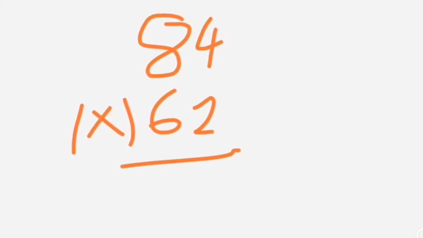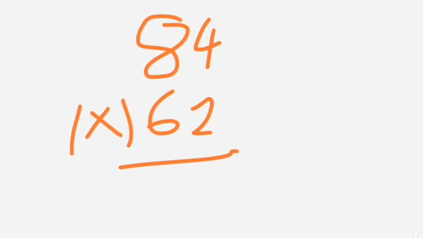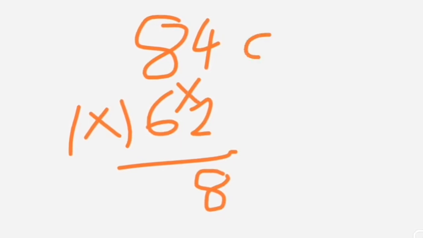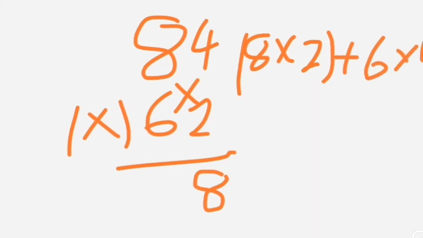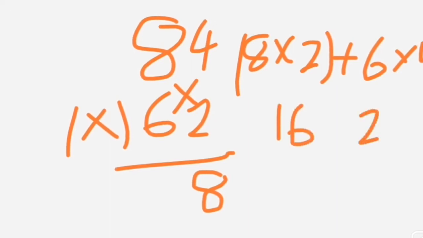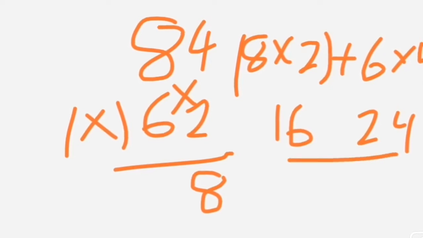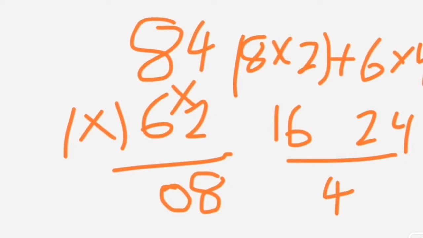First multiply the unit digits of both the numbers, that is 4 into 2. So 4 into 2 would be 8. Then cross multiply and add the sum, that means 8 into 2 plus 6 into 4. 8 into 2 would be 16, and 24, so we get 40. At a time we are supposed to write only a single digit, so we write 0 here and 4 aside. These 4 carry to the next number.